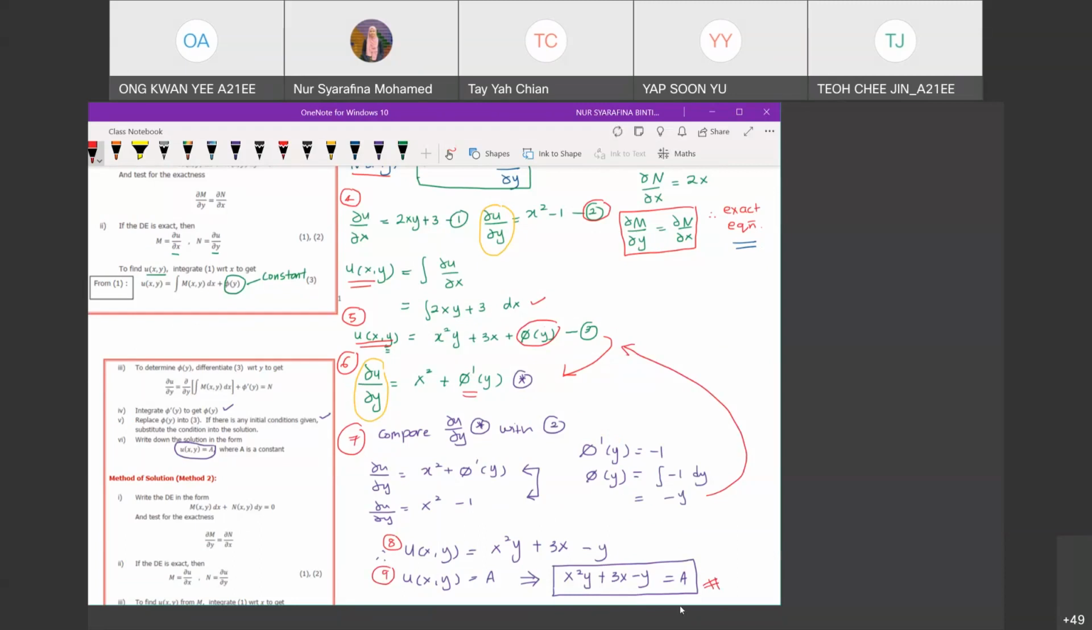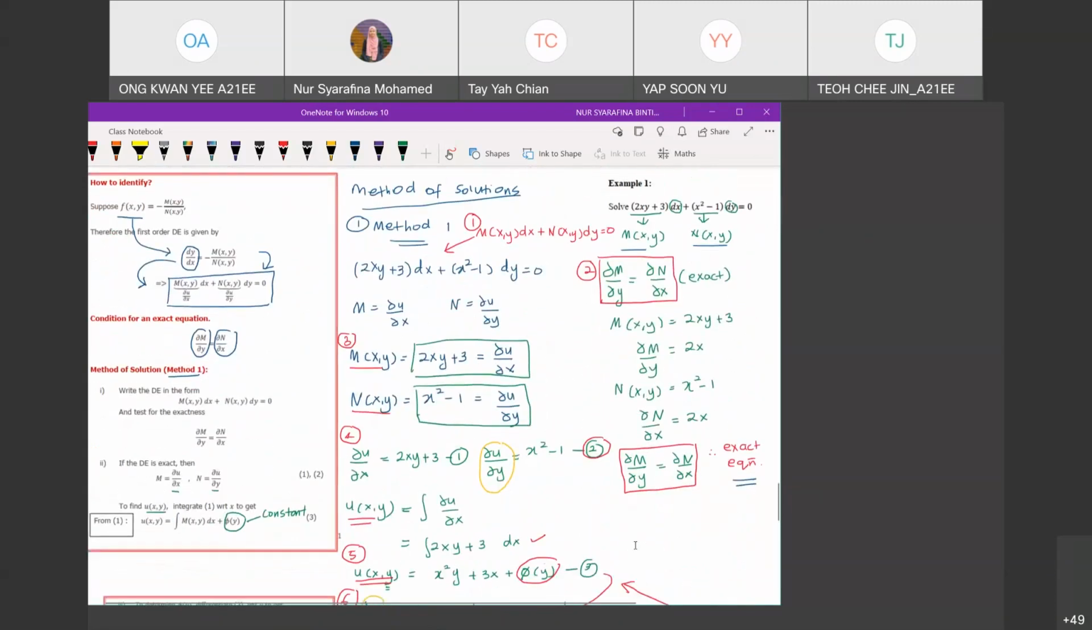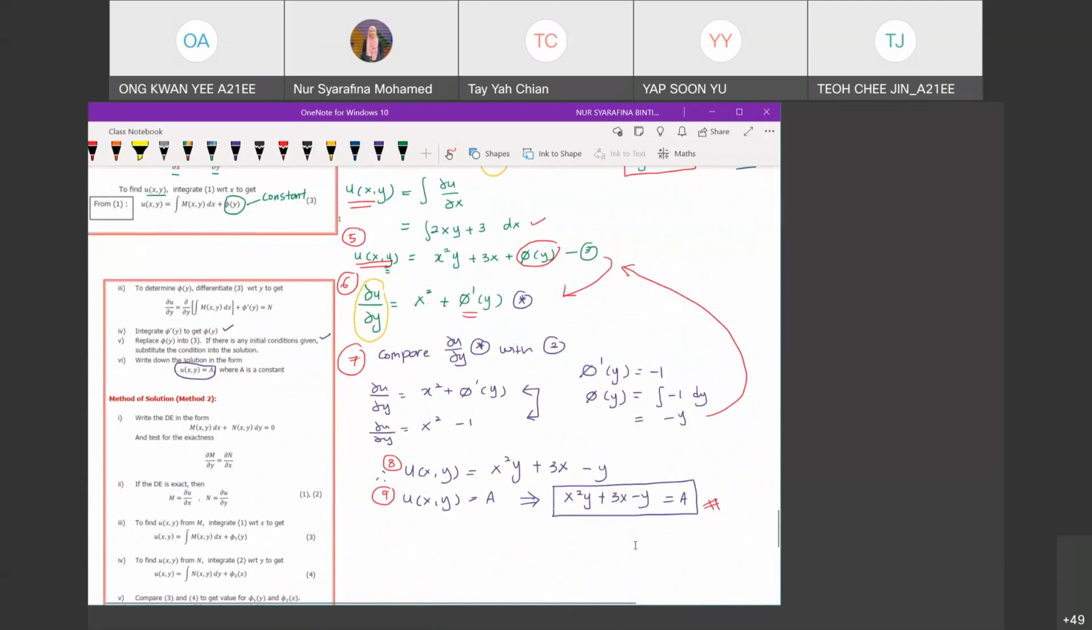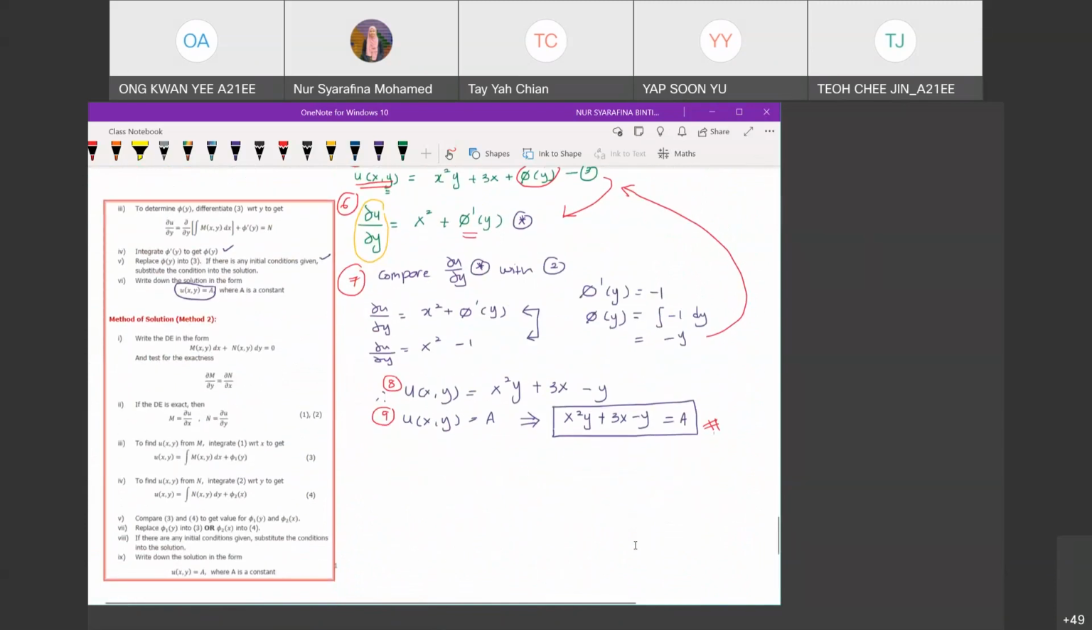Okay, is that clear for method number 1? Any question? Better understanding. We'll try to digest again. All right, good. So shall we proceed with the second method by using the same example?